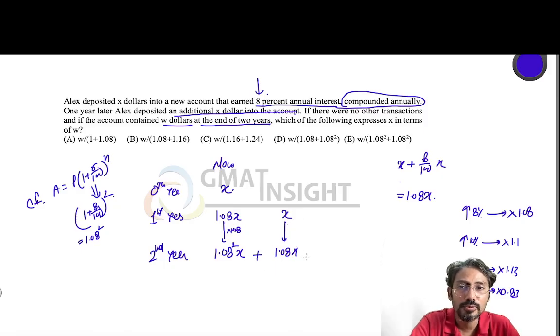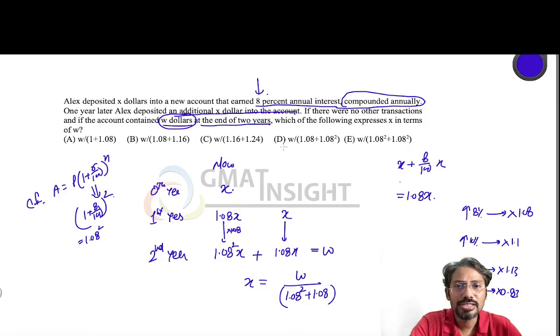The addition of these two, as the question says, becomes equal to W dollars. Now X will be equal to W divided by (1.08 squared plus 1.08). We have simply taken X common and sent the remaining part to the other side. This looks exactly like option D, therefore option D is our correct answer.